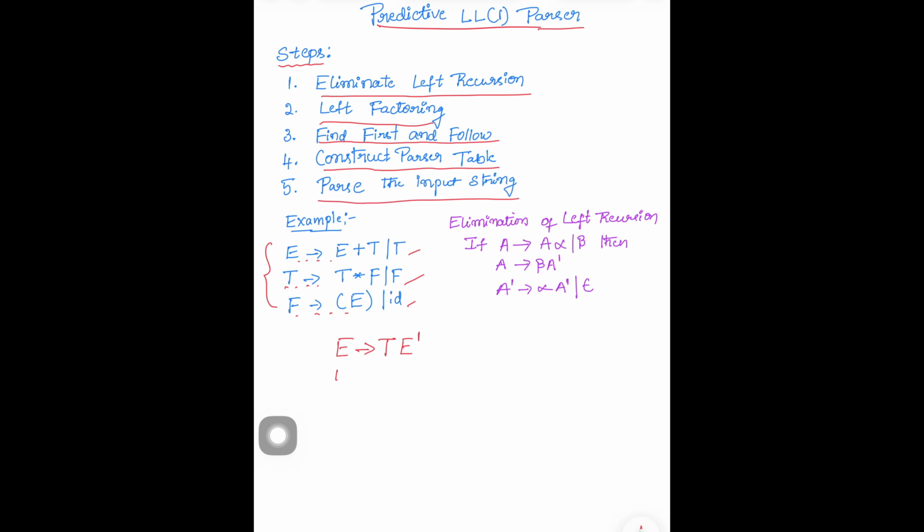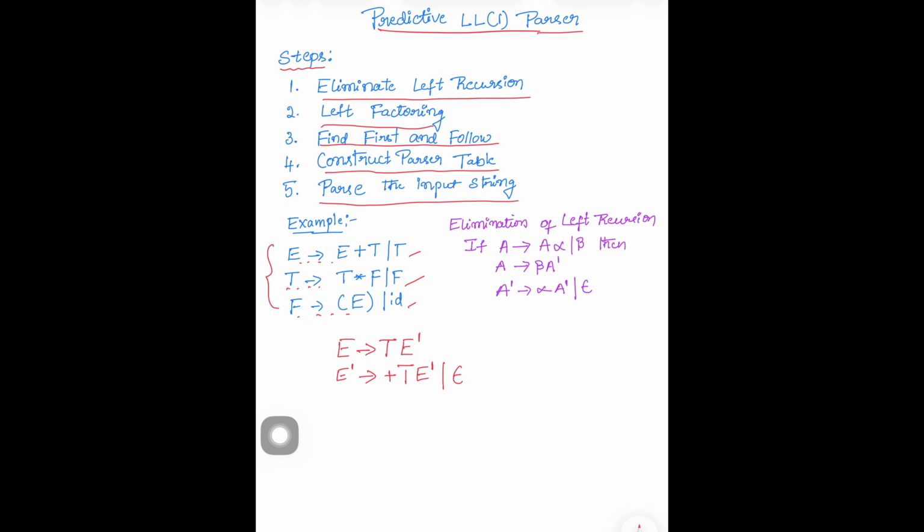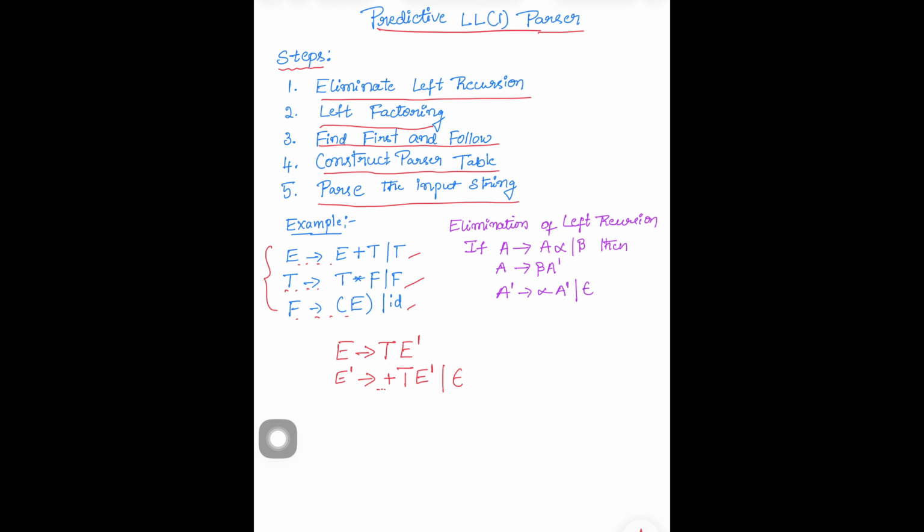So E prime produces plus T E prime or epsilon. E prime handles the repeated addition operations. If another plus operator is present, it continues with plus T E prime. Otherwise, it becomes epsilon, which means the expression ends or empty string.